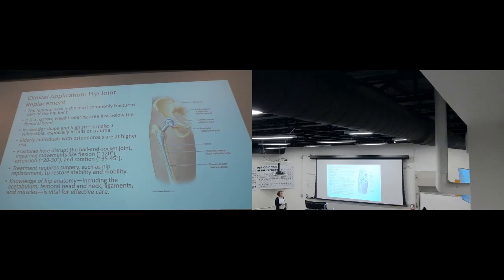So who is more susceptible to this? Well, elderly, and especially if they have osteoporosis, which is when the bones are very fragile because they don't have enough calcium. So the fractures then can disrupt the movements like flexion, which is 120 degrees, extension 20 to 30 degrees, and rotation 35 to 45 degrees.